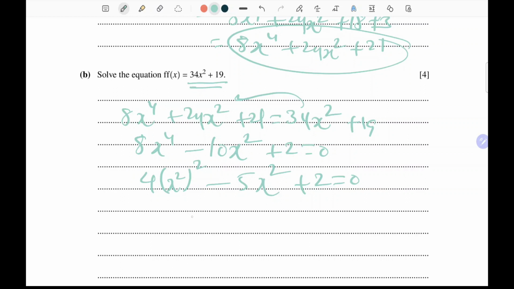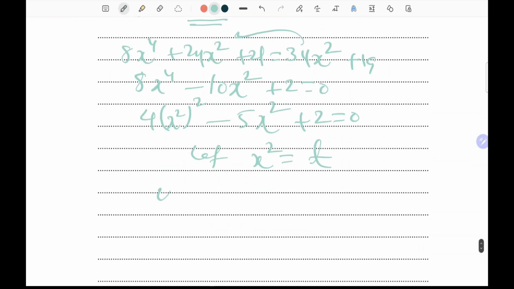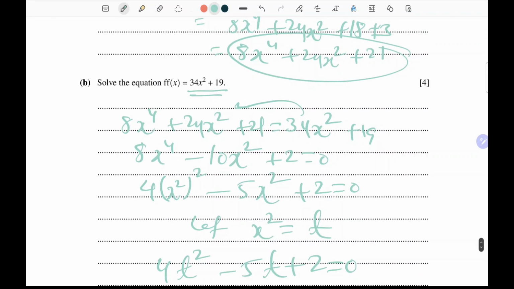So 4 times x squared whole square minus 5x squared plus 2 equals 0. If I show this as a quadratic, then let x squared be t, then 4t squared minus 5t plus 2 equals 0. Now we can get the value of t by using the calculator because it's allowed. Here we have 4, we have minus 5, we have 2. What are the roots? Oh, we are getting imaginary roots. Did I make some mistake, guys? Can we check? Is everything all right?